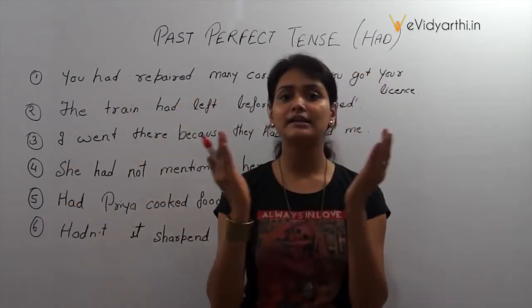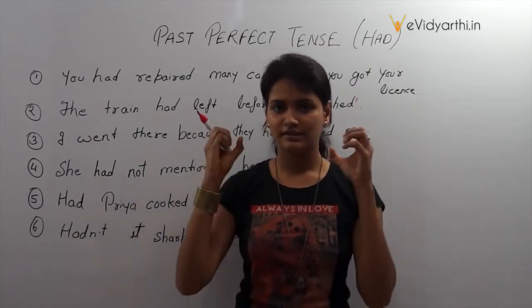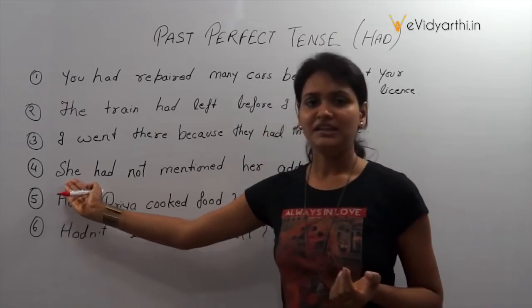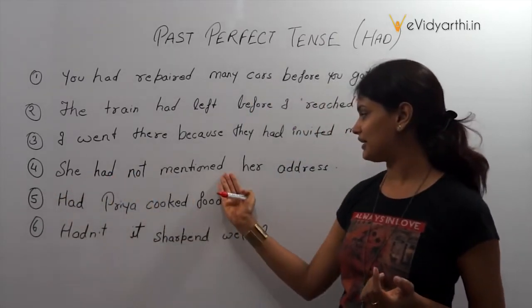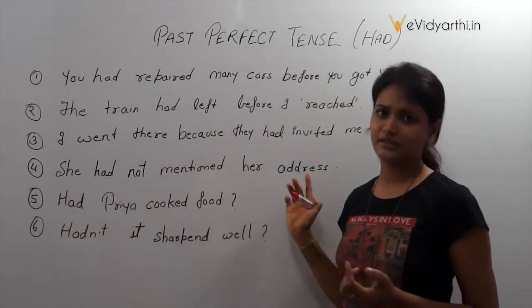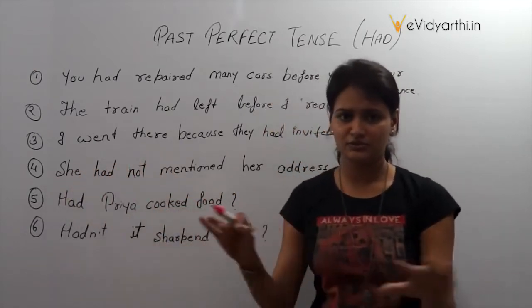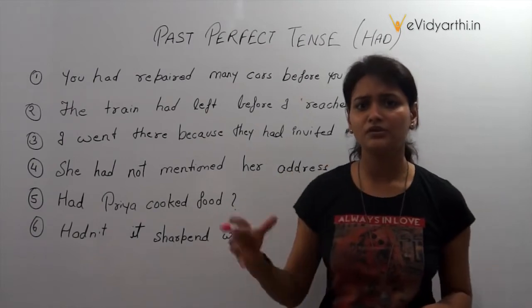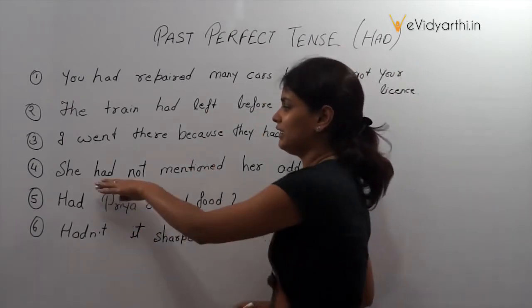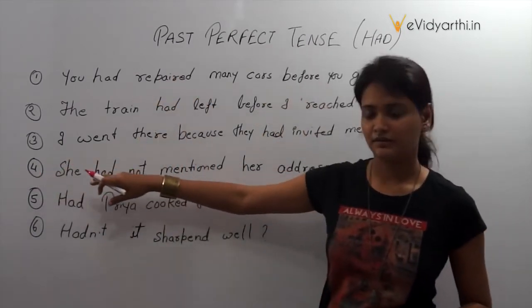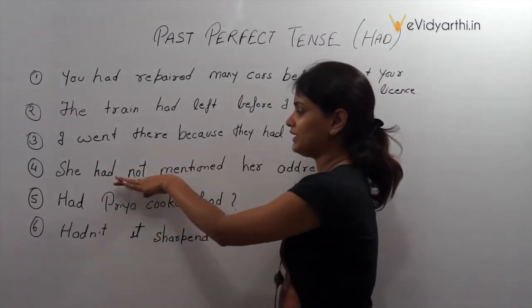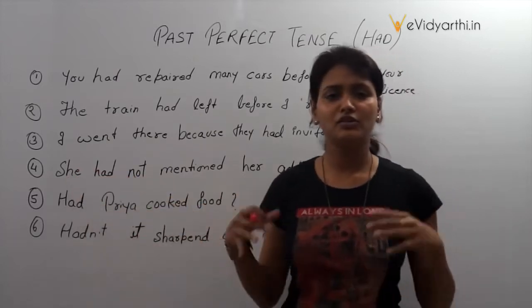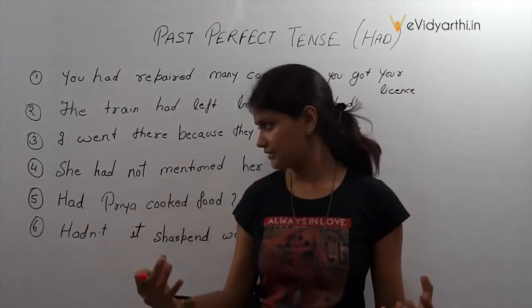Coming to the negative construction of this sentence or another sentence. She had not mentioned her address. This place, there is nothing, two things are happening in a sentence. It's just a common sentence showing where you can put not along with had. Subject, then had, then we are putting not and third form of the verb, and rest of the part is object. She had not mentioned her address.